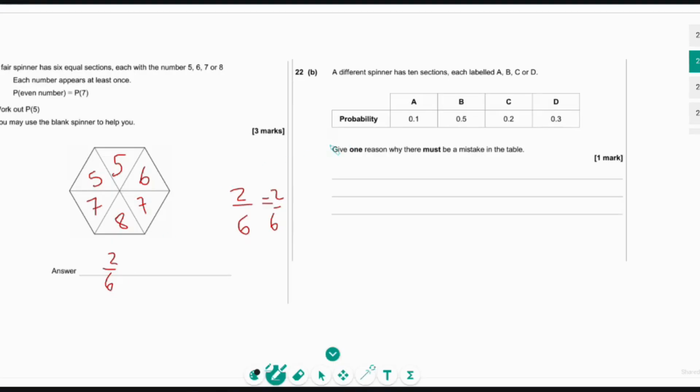A different spinner has 10 sections, each labelled A, B, C, D. Give one reason why there must be a mistake in the table. Let's add all of these. 1.1, well, it's got to be wrong because the probability of an event is equal to 1. The probability over 1 is my reason.